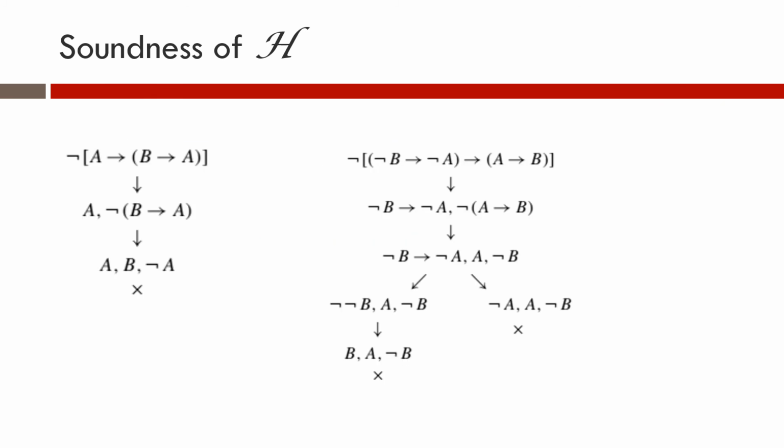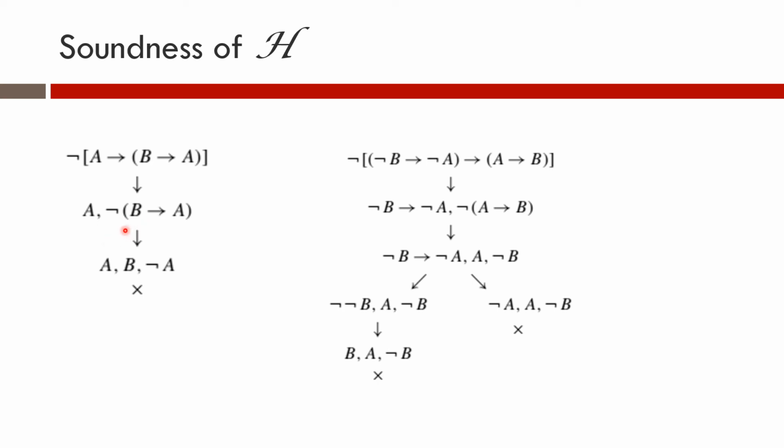So we will try to prove the validity of axiom 1 and axiom 3. Consider axiom 1. Axiom 1 is A implies (B implies A). So when we consider the negation of it, it is the negation of A implies (B implies A), which is an alpha formula. Since it is an alpha formula, it will have only one child, which is labeled with A comma negation of (B implies A).